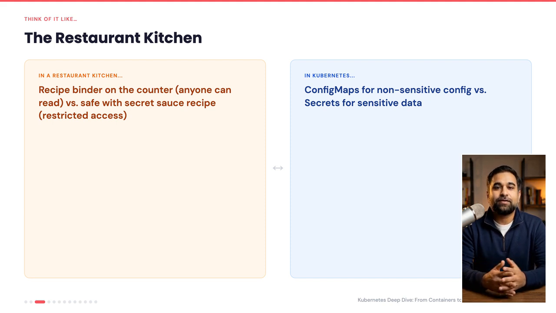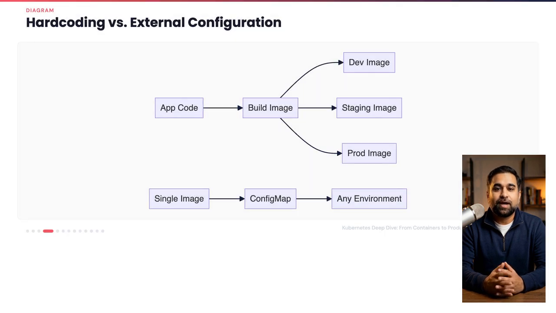Why hard coding configuration is problematic. Let's talk about why we need config maps and secrets in the first place. When you hard code configuration into your application, you create what I call a deployment nightmare. Every environment needs its own container image. Development has localhost as the database host. Staging has staging-db.penny.com. Production has prod-db.penny.com. With hard-coded values, that's three different images you need to build and maintain.